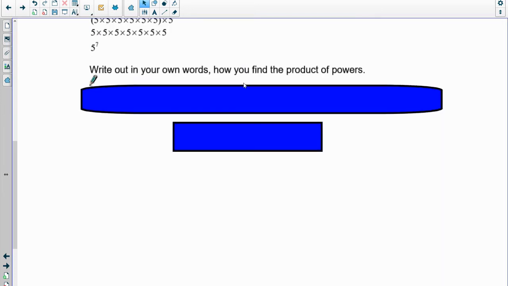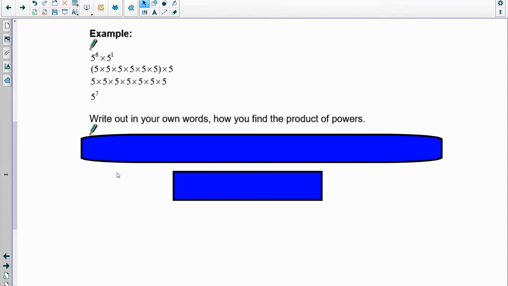Now what I'd like you to do is write out in your own words what we did here to get from 5 to the 6 times 5 to the 1 all the way to 5 to the 7. What happened to the exponents? So write that down in your own words, pause the recording and do that right now.